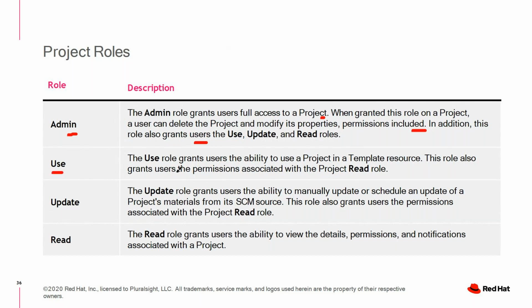Use. The use role grants users the ability to use a project in a templates resource. This role also grants users the permissions associated with the project update and read roles. The update role grants users the ability to manually update or schedule an update of project materials from the SCM source, source code management source. This role also grants a user the permissions associated with the project read role. Read. The read role grants users the ability to view the details, permissions, and notifications associated with the project.